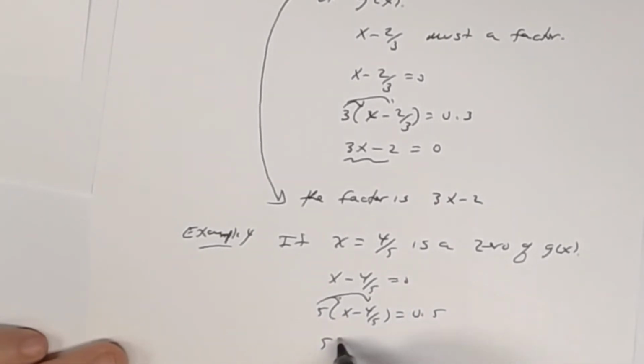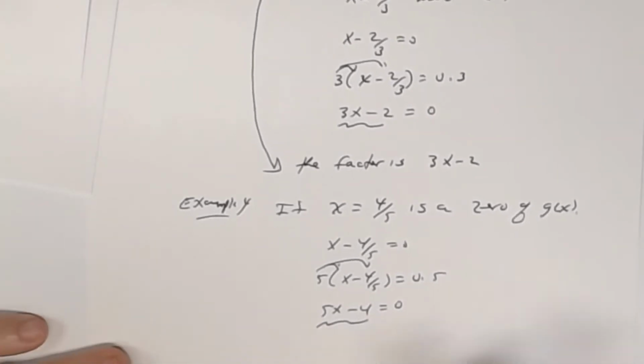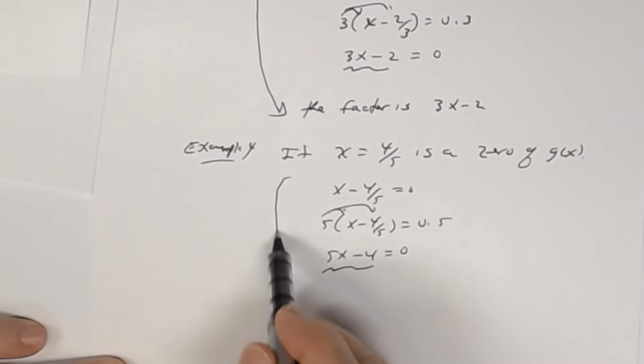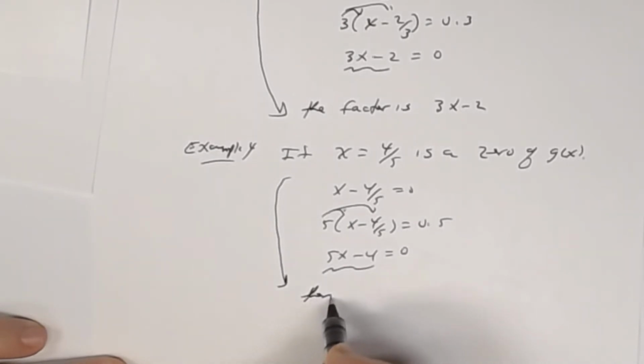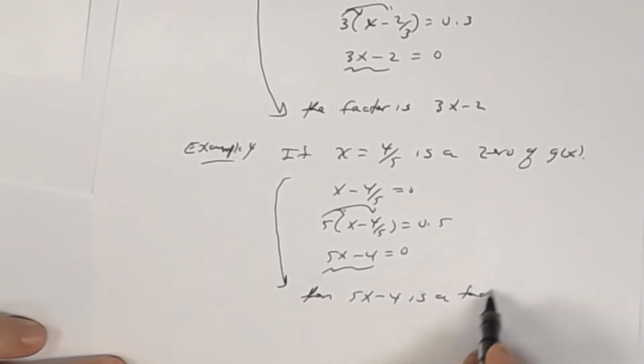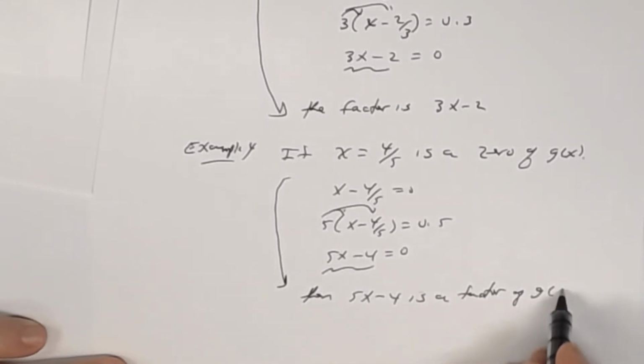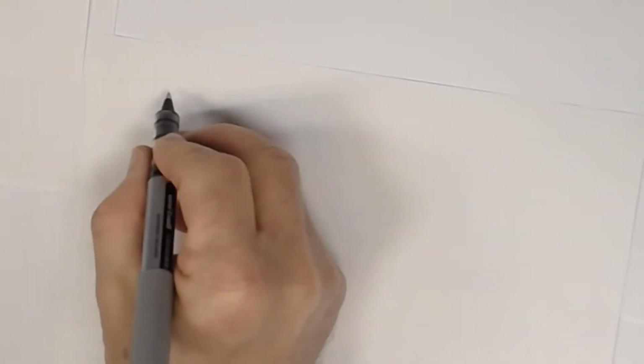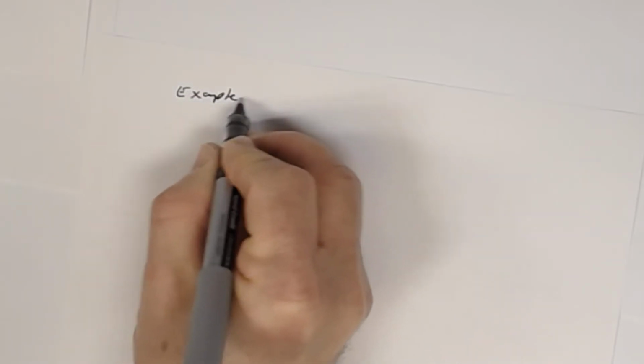So I get 5x. 5 times a negative 4/5 is a negative 4, equal, and then 0 times 5 is 0, and so that's your factor right here. So if x equal 4/5 is a 0, then 5x minus 4 is a factor of g of x. All right, example 5.